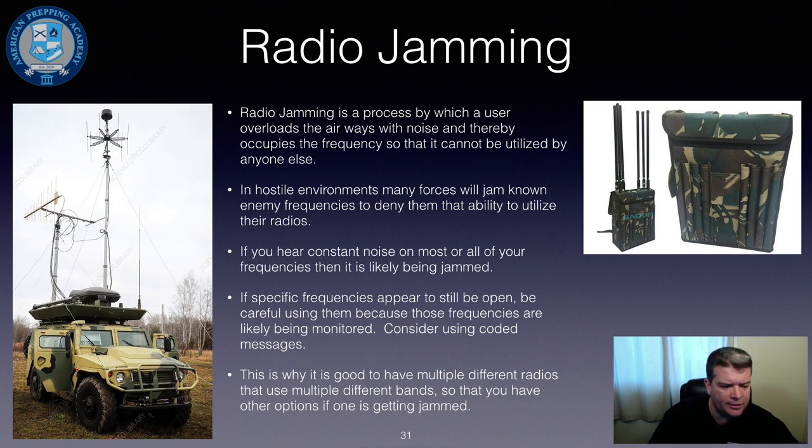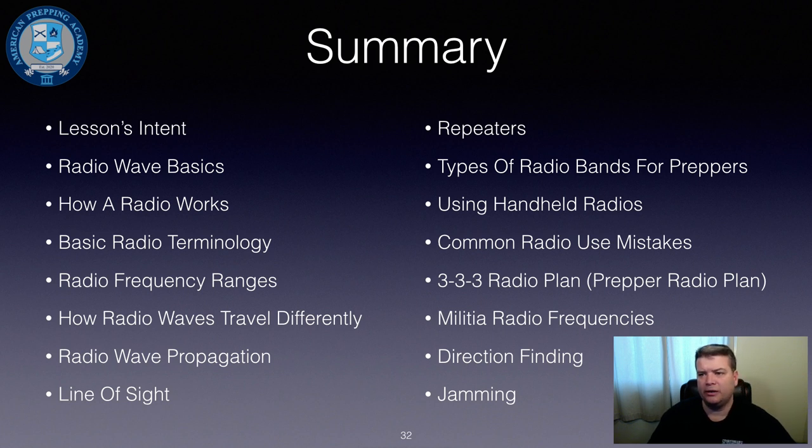Okay, that is it. Holy cow, we got it done in less than an hour. So in summary, we talked a little bit about the lesson's intent. We took a look at the radio wave basics, how a radio works, basic radio terminology, radio frequency ranges, how radio waves travel differently, radio wave propagation, line of sight, repeaters, types of radio bands for preppers, using handheld radios, common radio use mistakes, the 333 radio plan, or the prepper radio plan, some militia and prepper radio frequency crossover, and then direction finding and jamming.